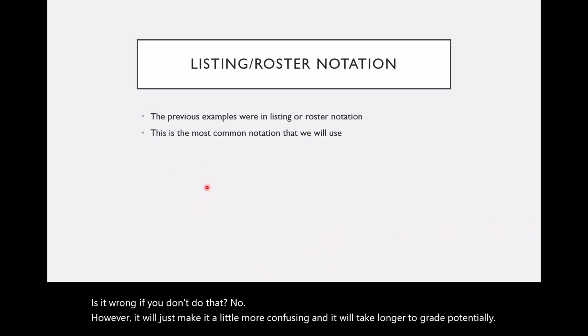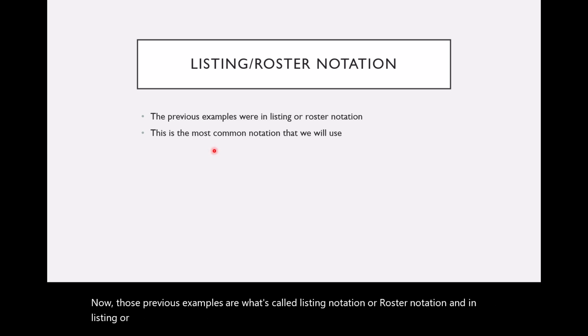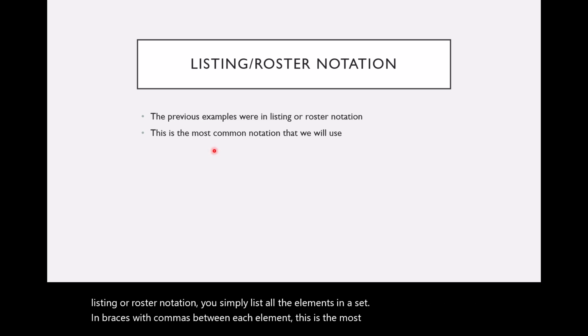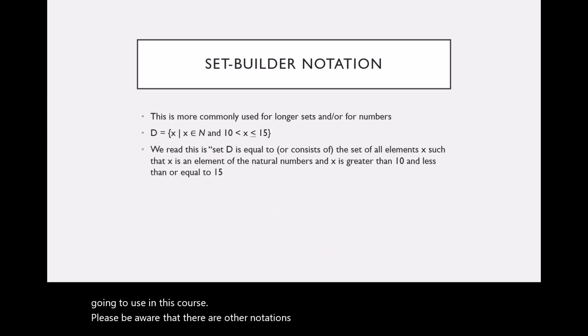Now those previous examples are in what's called listing notation or roster notation. And in listing or roster notation, you simply list all the elements in a set in braces with commas between each element. This is the most common notation we're going to use in this course. Please be aware that there are other notations out there. The most common other notation that's used in math is called set builder notation.